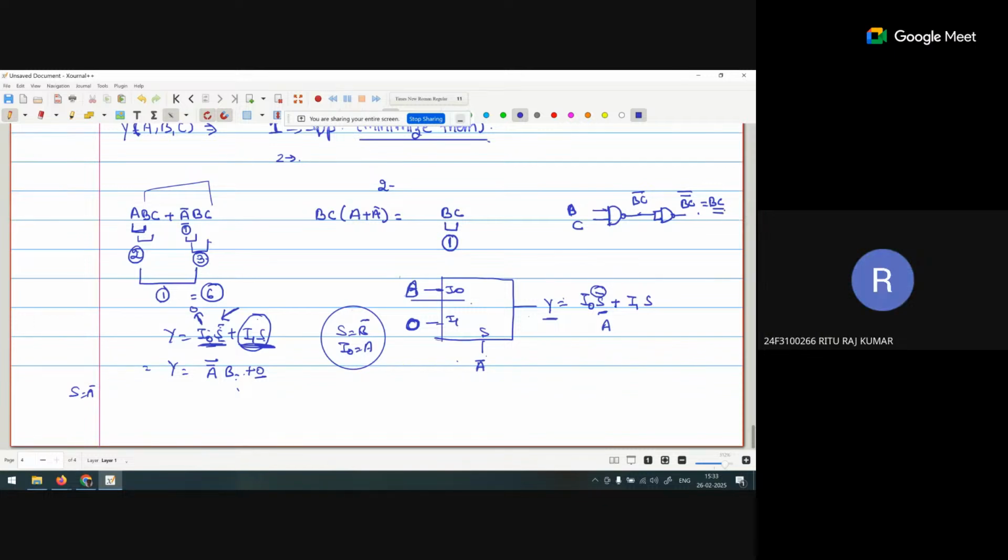It means if we are giving A and it becomes A bar, then we are putting an inverter before the select line. Now if S is A bar, then it is not S bar, it is S. Sir, do we have to use one more multiplexer there? Because for inverting that, we have to use one more.